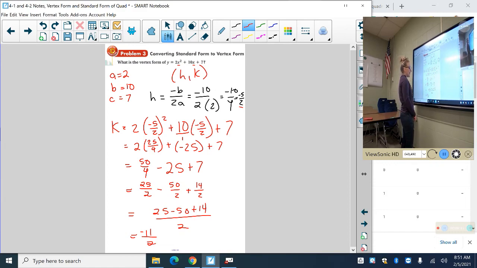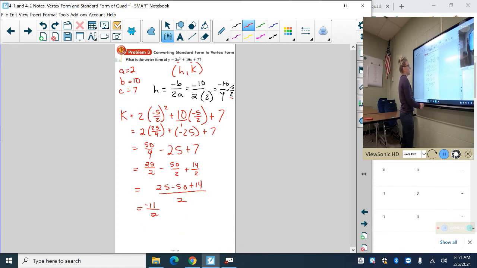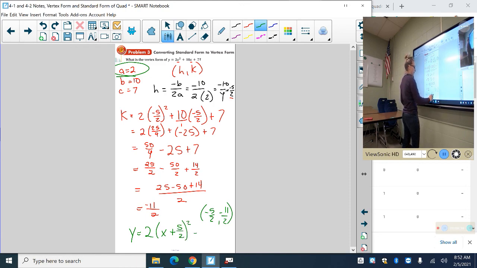So my h, k, let's go ahead and write our quadratic now. My h, k is negative 5 over 2 and negative 11 over 2. So I have y equals, my a value is the same, 2 times x plus 5 over 2 squared minus 11 over 2. And there's your vertex form.